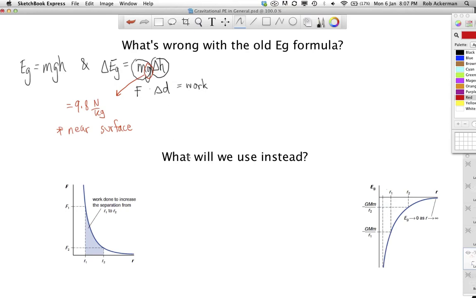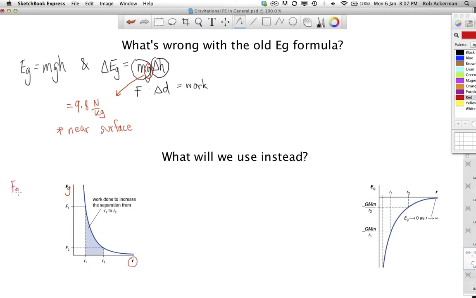So what are we going to use instead? Here are some images taken from your book. The book is Physics 12 by Nelson, and this is in section 6.3. Here's a graph that I imagine you're familiar with. It's the force of gravity, I'll just put in a little g there, as a function of distance from the center, so this would be the letter r, the distance separating any two masses.